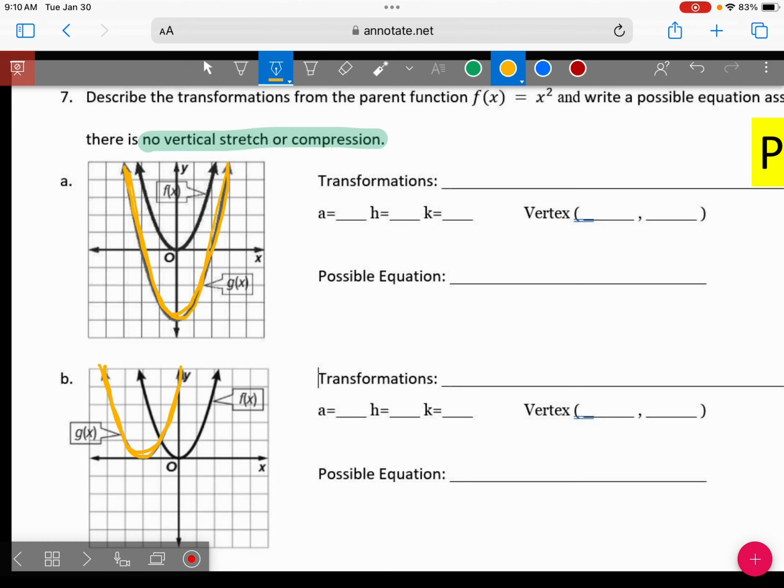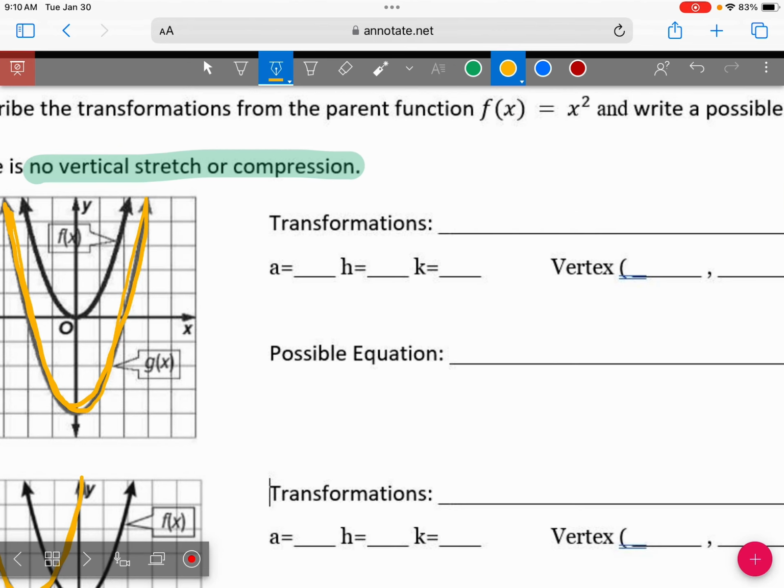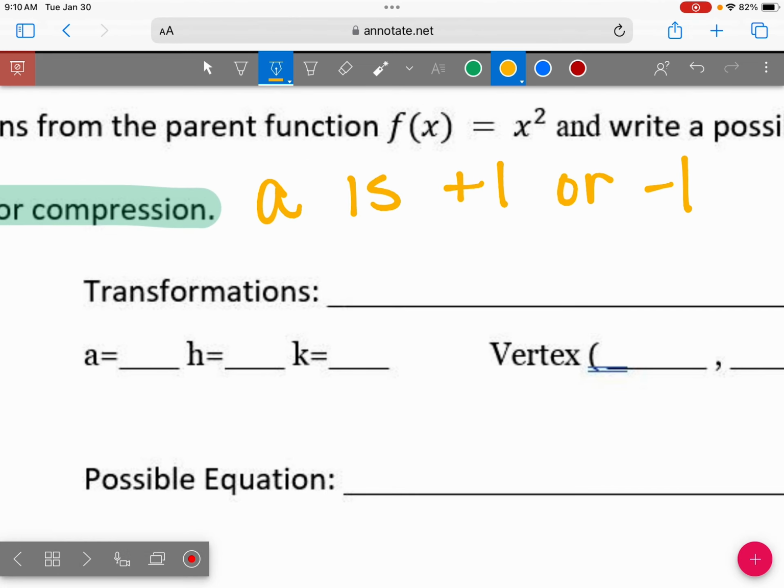So what that means is that our A value is going to be +1 or -1. How do we know if it's +1 or -1? If it's +1, what is it going to look like? Whenever the parabola is positive, what does it look like? A smile or a frown? A smile. So if it's positive, it looks like a smile. If it's negative, it looks like a frown.